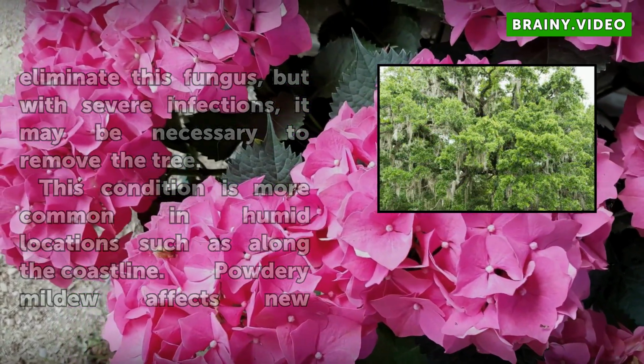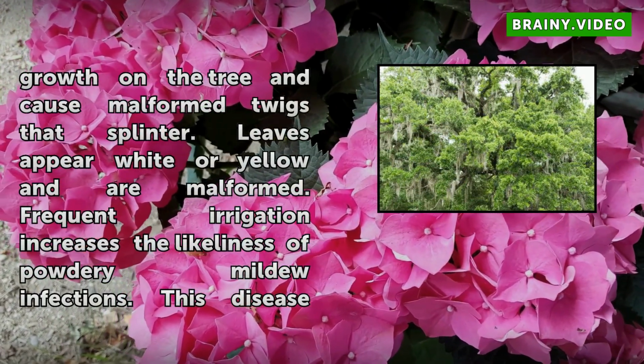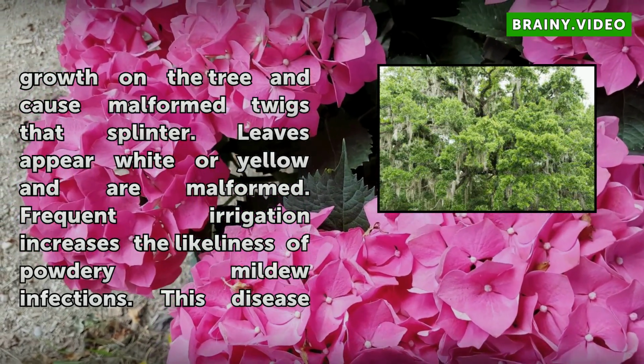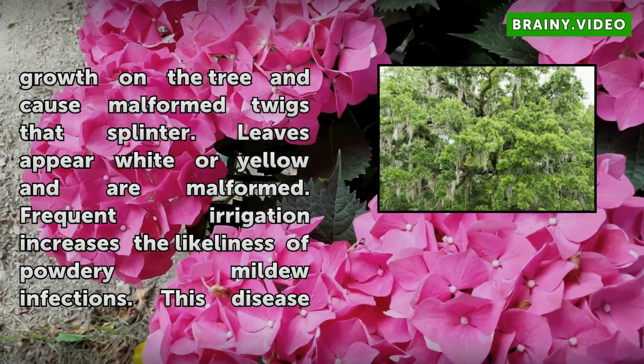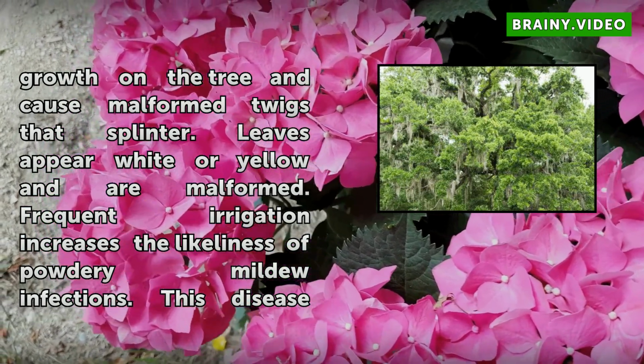Frequent irrigation increases the likeliness of powdery mildew infections. This disease can kill your tree. At the first sign of infection, treat your tree with a fungicide.